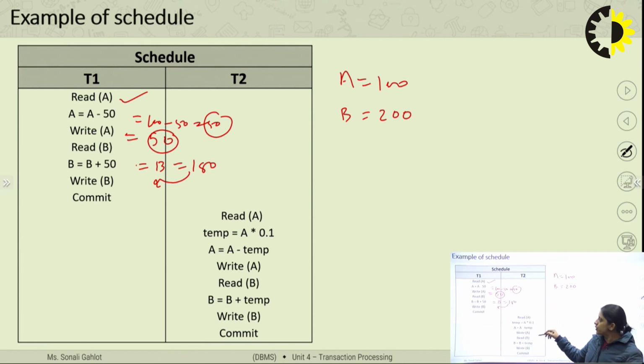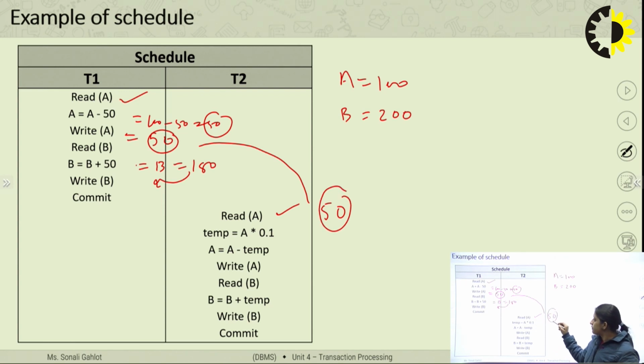In transaction T2, after T1 is committed, we start T2. T2 reads A, and here A is 50. Whatever the value of A is, we multiply it by 0.1 and then it enters into these steps. After that we write A and then read B, and then B stores B plus 10. After that we write B and commit.